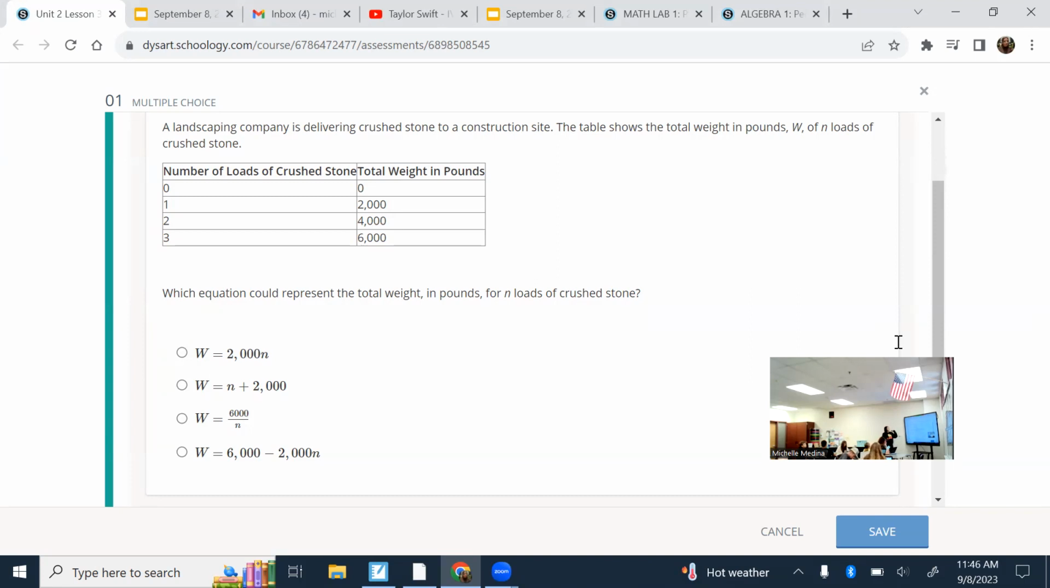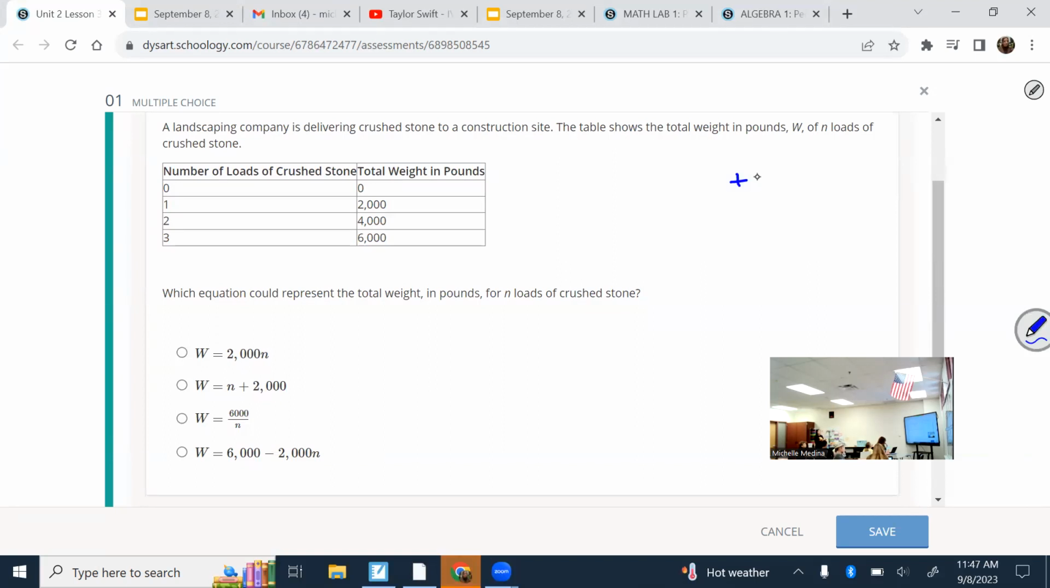Okay, now on the number of crushed stone, looks like they're just going up by one each time. Over here, it looks like they're going up by how much each time? Yes, 2,000. So in that case, and that is consistent throughout, I would think that it's, well, let me think. So is it going to be this times 2,000 each time? Do you think that that is pretty consistent throughout?